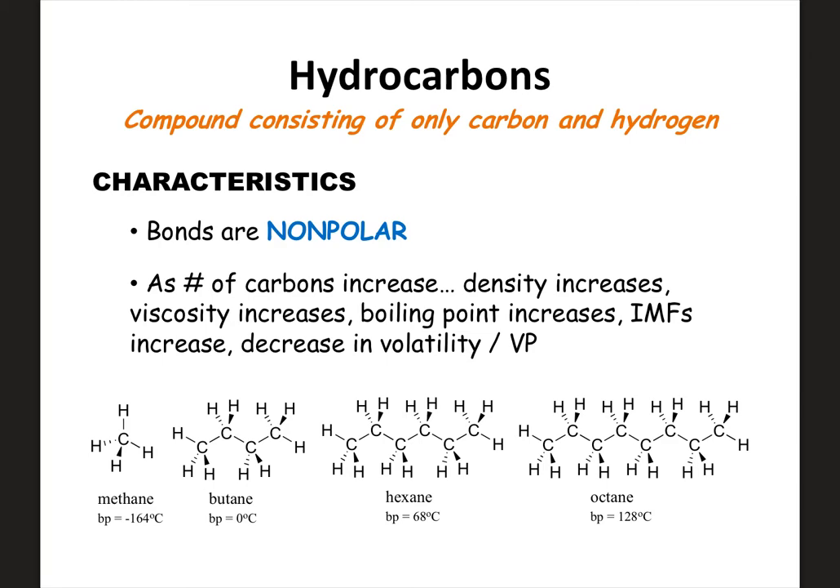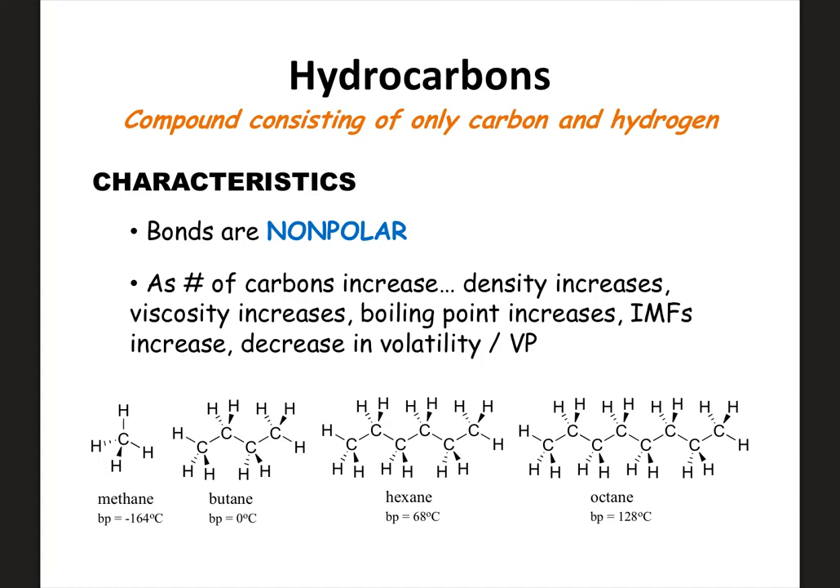But there's one here that's kind of opposite. You would actually see a decrease in the volatility or the vapor pressure. If your IMFs are stronger as you increase the number of carbons, that volatility is going to decrease. The IMFs are stronger, so it's keeping it together a little bit more. Less can enter the gas phase as easily, which would lower the volatility and lower the vapor pressure.